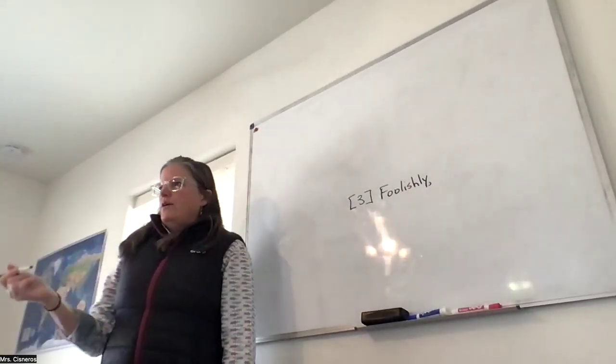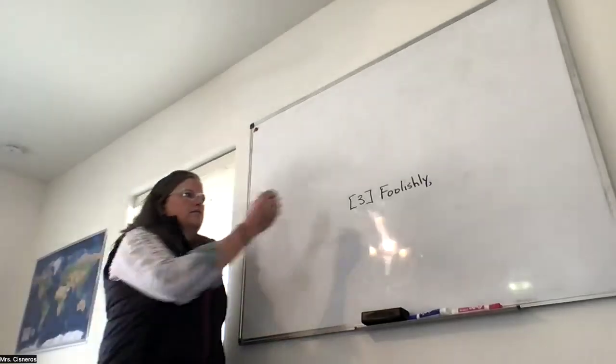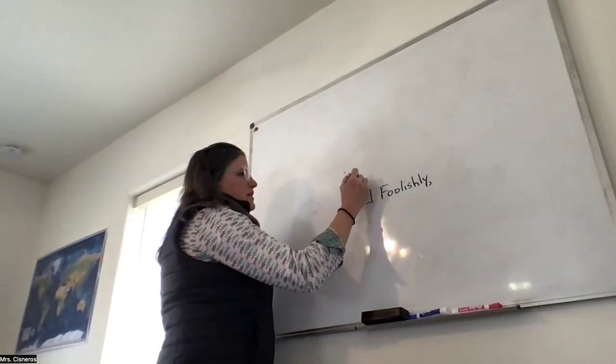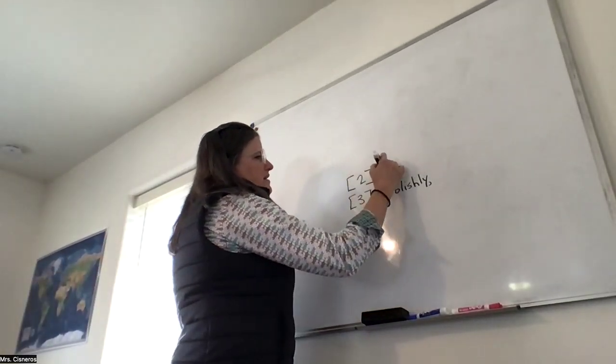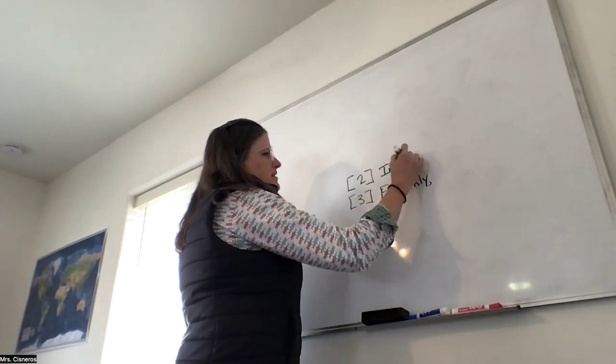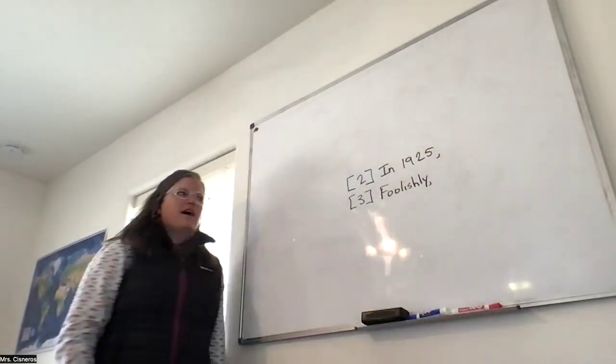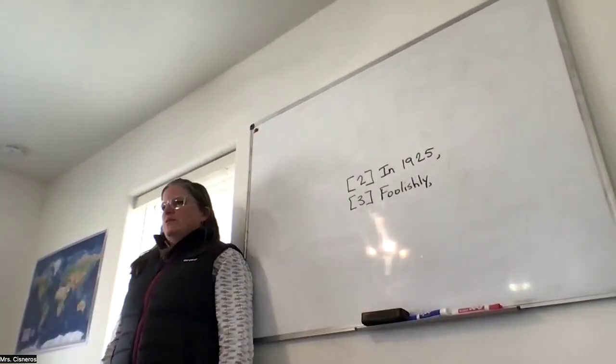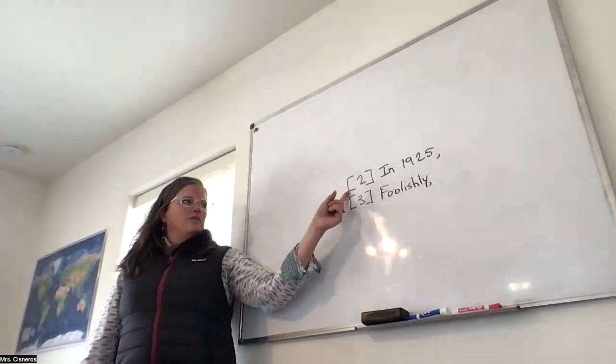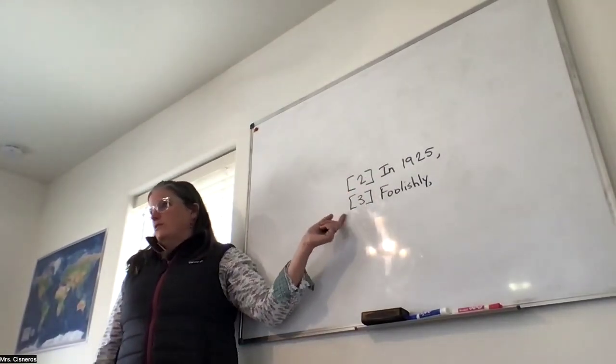The other one that we know is the number 2 opener, which is the prepositional. It's going to look like this, like in 1925, and then whatever else after that. That word in is a preposition. So that's how we mark openers. That's how I want you guys to do it in your writing.